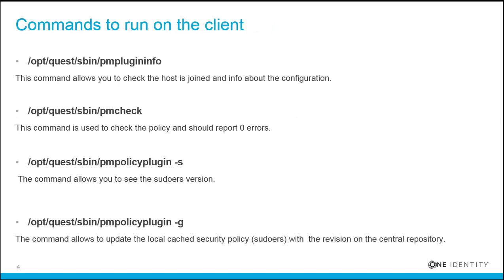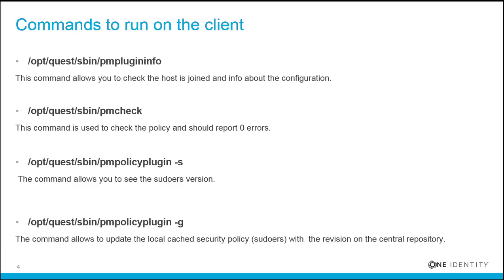So here are some commands to run on the client. We did some of these in the video. pmplugin info allows us to check the host is joined and the info about the configuration. And pmcheck lets us check the status of the plugin client. And it should say zero errors. If not, we have to do some troubleshooting.